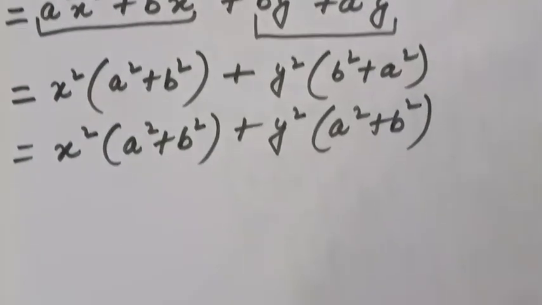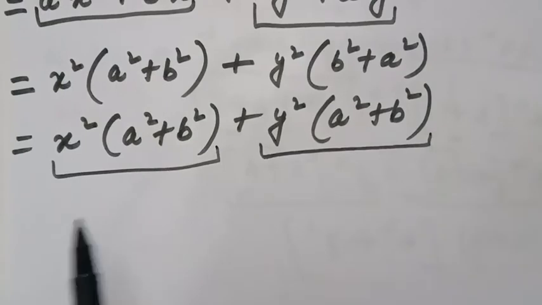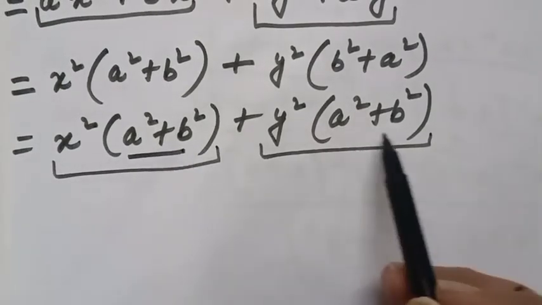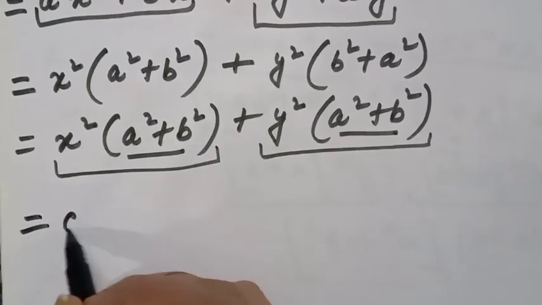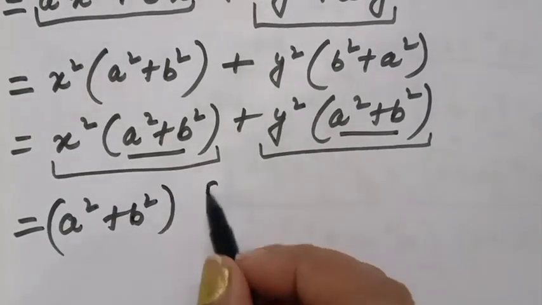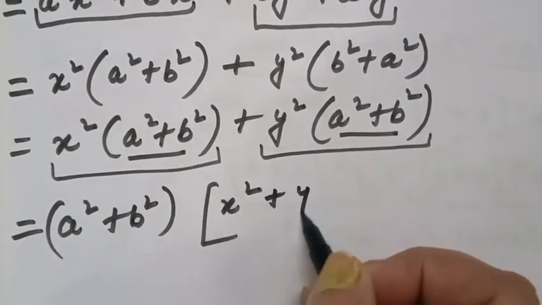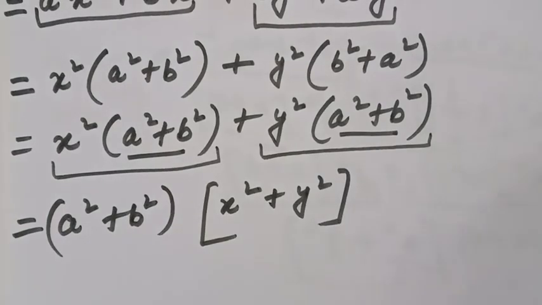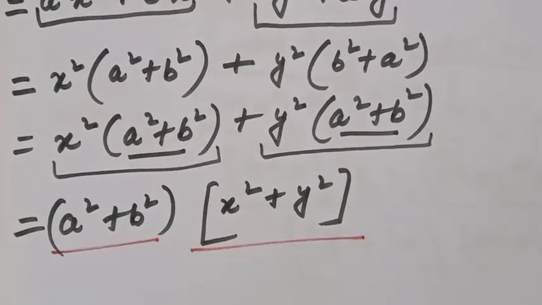Okay, so now we have this first term and the second term. Out of this, a square plus b square is present in both, so we can take it as a common factor. Now what is left from the first term is only x square, from the second term only y square, and these are the two factors. So we got our answer.